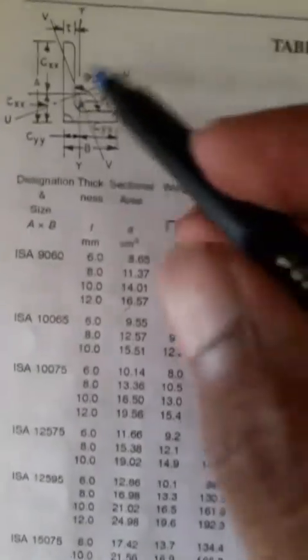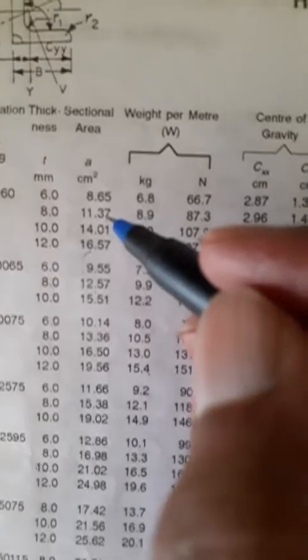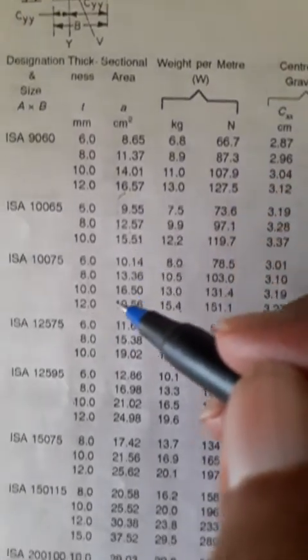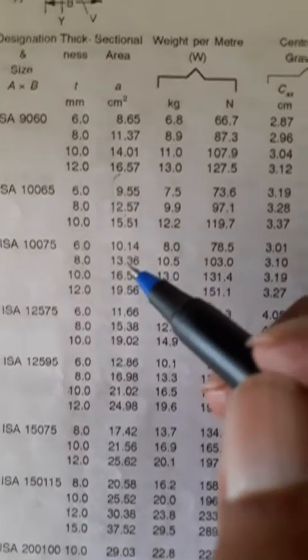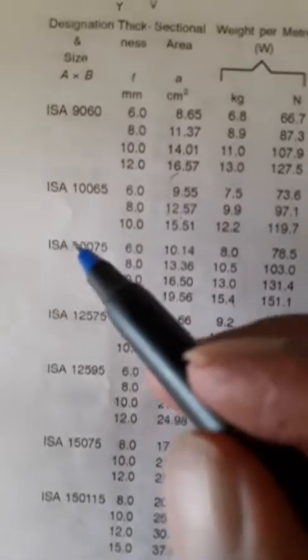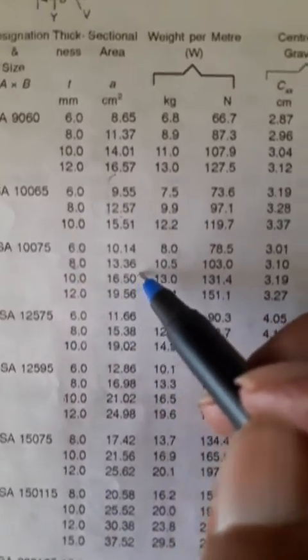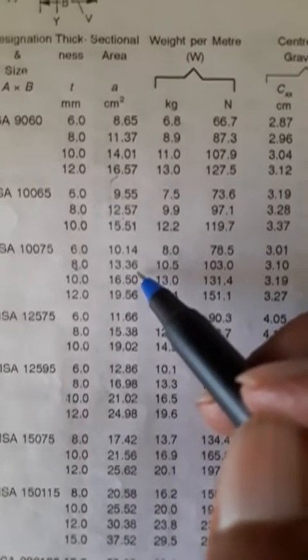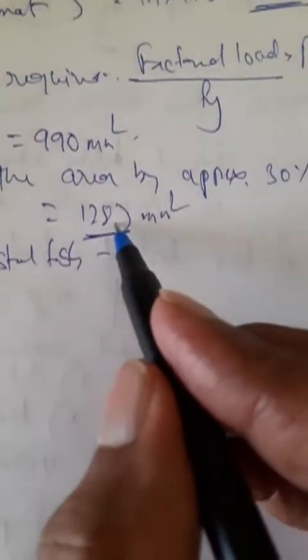So I open the steel tables here. You have to find an area such that it is little more than 1287. So I can find the value 100 by 75 by 8, 1336. 100 by 75 by 8 mm thickness. I get the value 13.36 centimeter square or 1336 mm square. So I have chosen this section. Always remember, you have to choose the section such that its area is little more than the required.